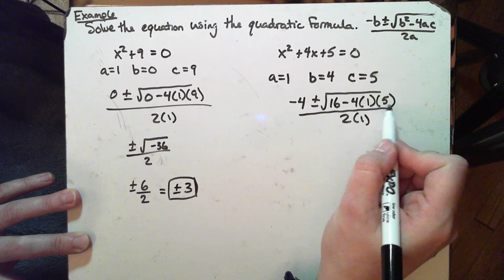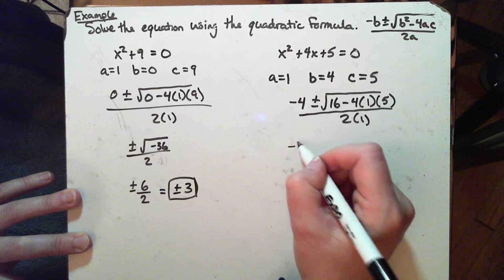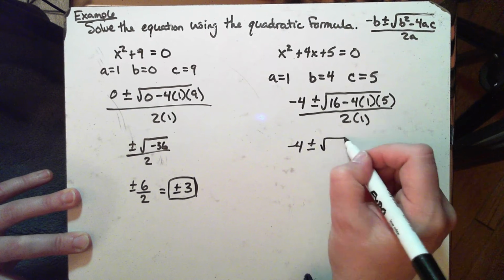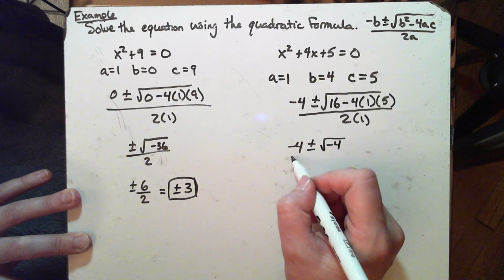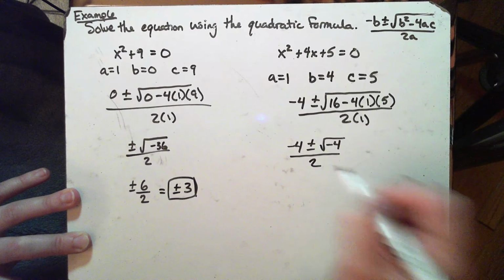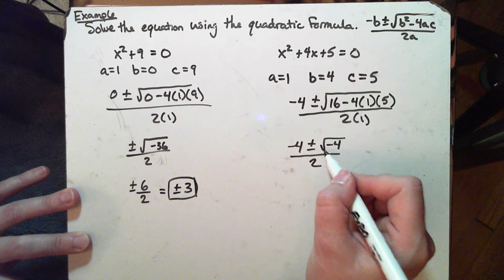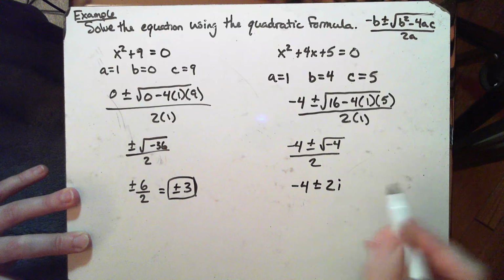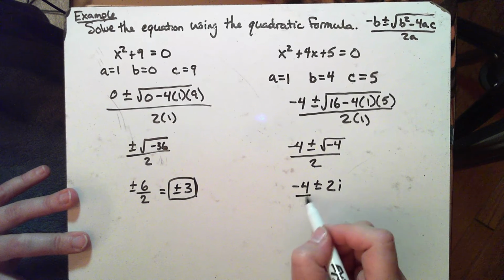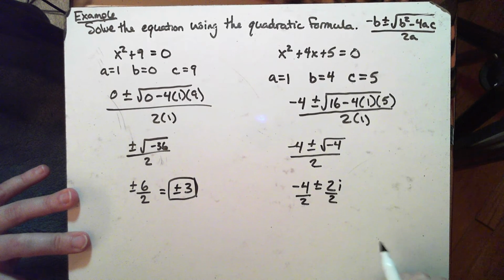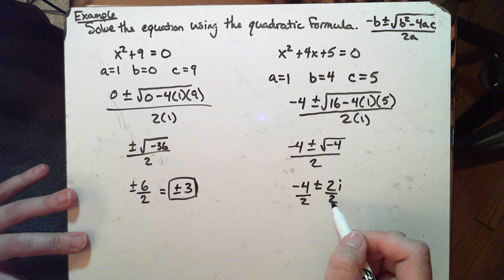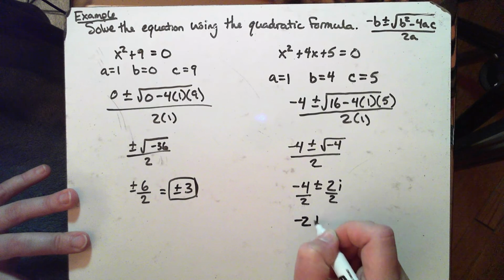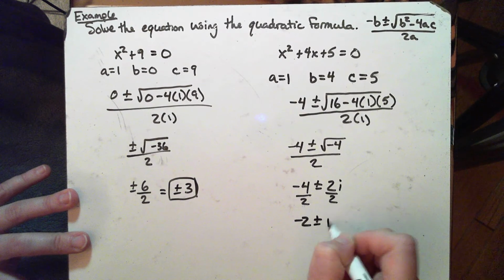I will multiply this out and combine like terms. So it's negative 4 plus or minus 16 minus 20 is the square root of negative 4 here, and over 2 times 2. The square root of negative 4 is 2i. And like I did before, this 2 can divide the first term and this term. So I divide it up into 2 fractions, and then I can easily reduce. Negative 4 over 2 is negative 2, and plus or minus this divided, you get 1.